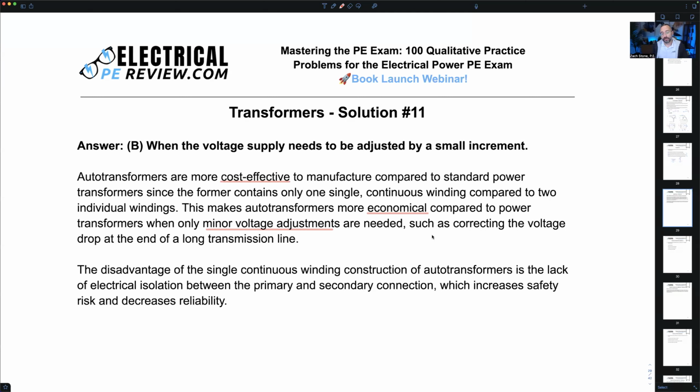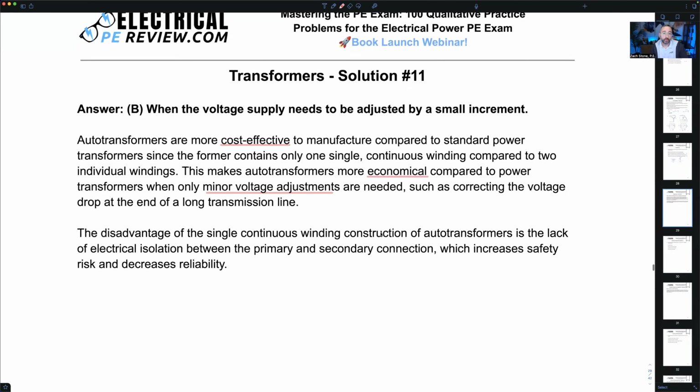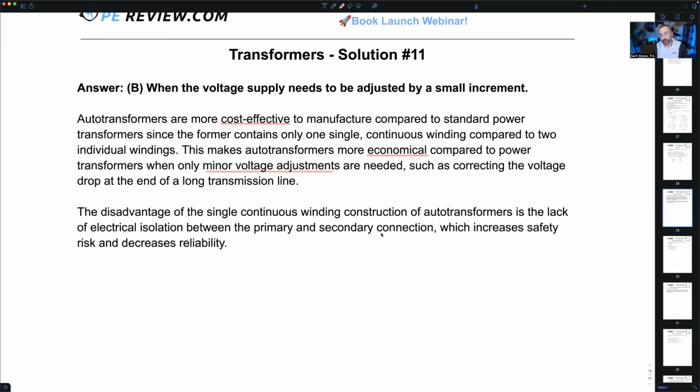Most common example is if we're really far from the utility generating station, we're out in the country, you're going to see auto transformers as you drive by. The biggest application of auto transformers are on distribution lines and transmission lines to bump up the voltage a little bit to account for the voltage drop going from your nearest utility substation all the way to a really long run out in the country. So what's the disadvantage? Why don't we use auto transformers for service transformers? Well, again, that lack of electrical isolation increases big safety risks and decreases reliability.